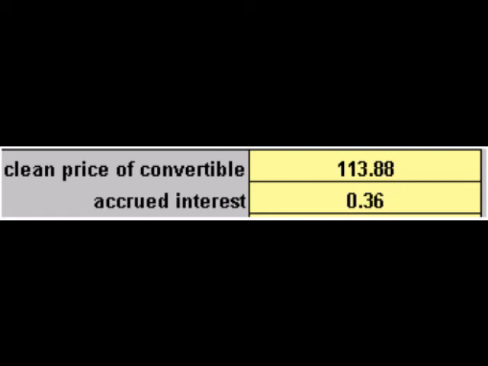Stock price, 52. Volatility, 15%. Dividend, 0%. A picture on our website shows the bond price obtained by using a third-party program. Using the Python program, we obtain a clean price of 113.27.